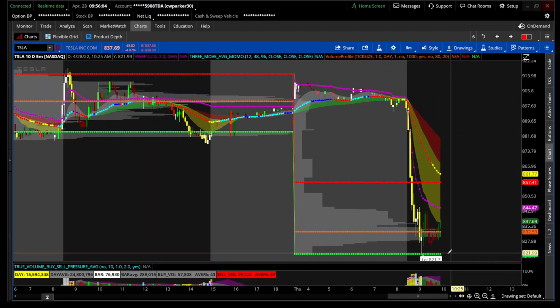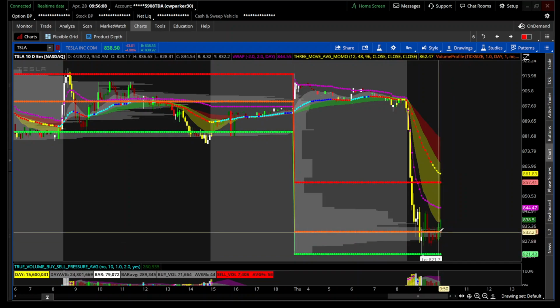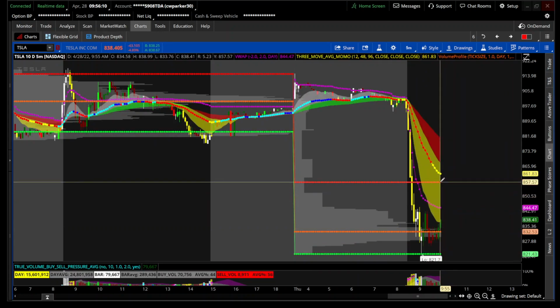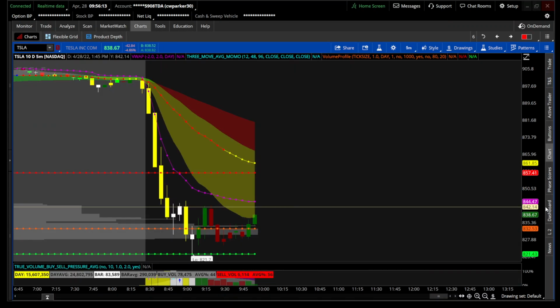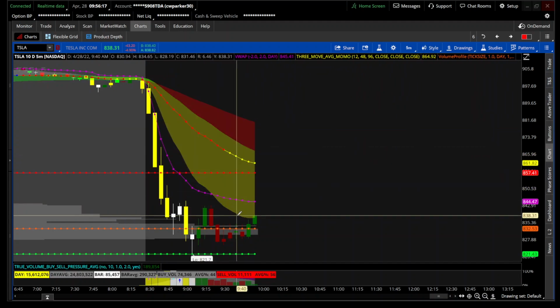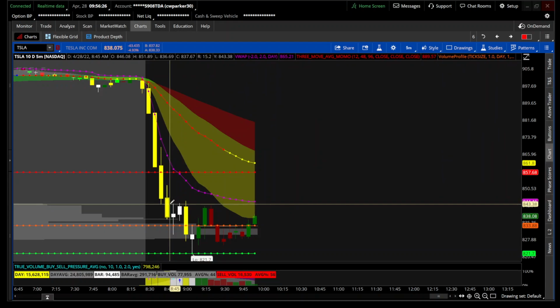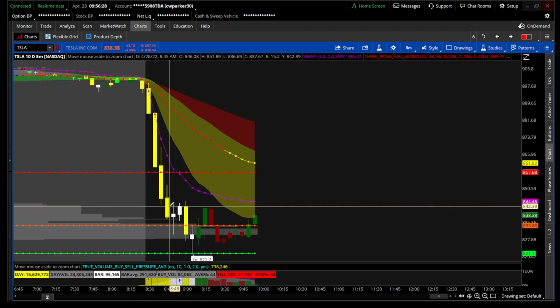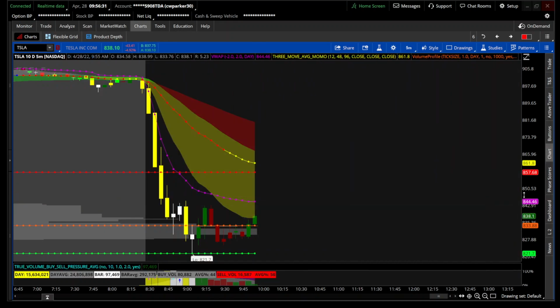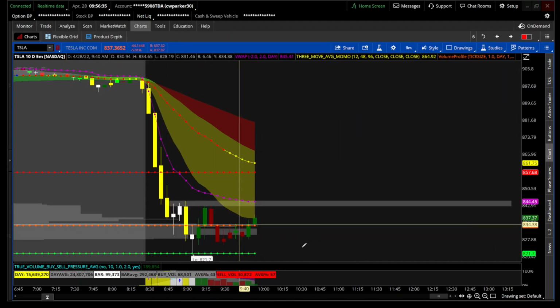Right now, this is the current value area low, this is the current point of control, and this is the current value area high. You can see Tesla is moving up into my 3 moving average Momo. Right now it's going to have to overcome this area of resistance, or this short term area of supply. So it needs to overcome that.